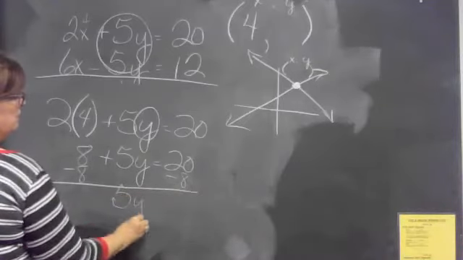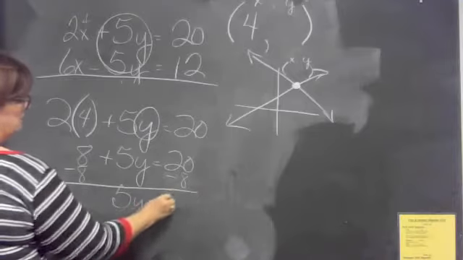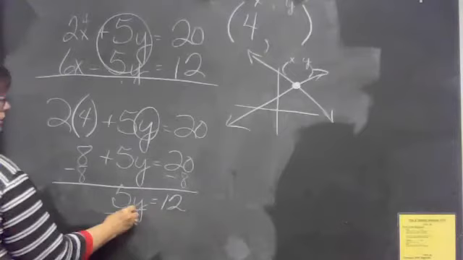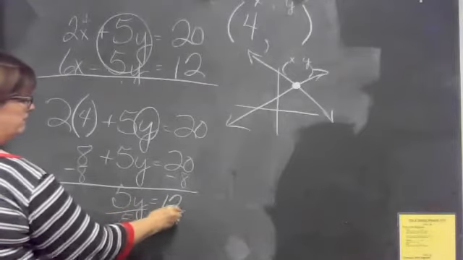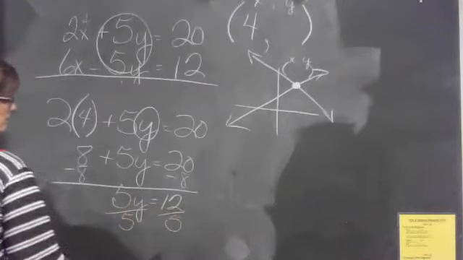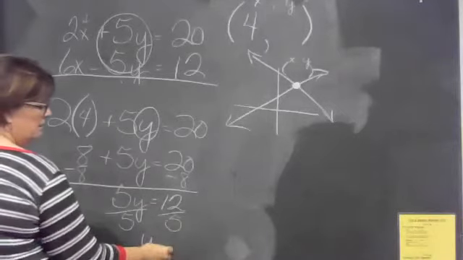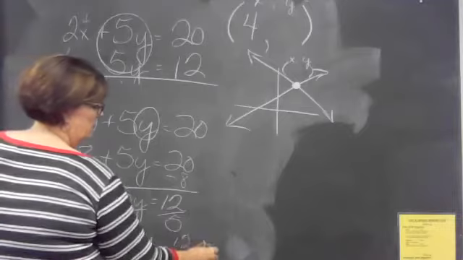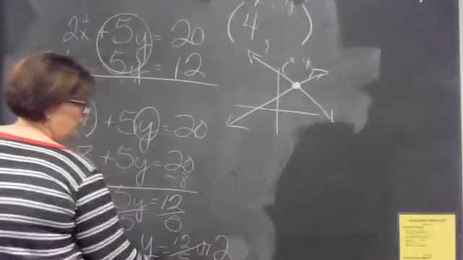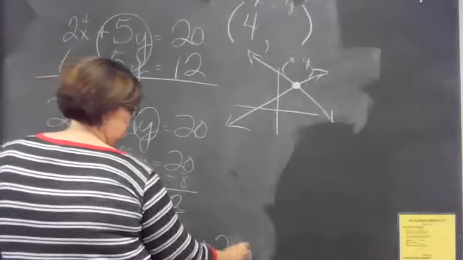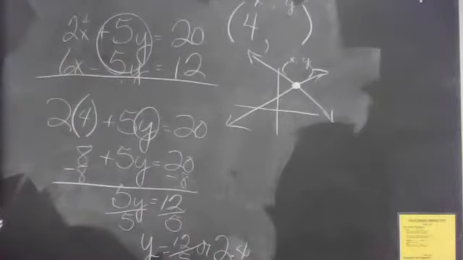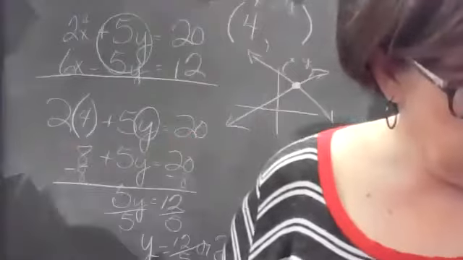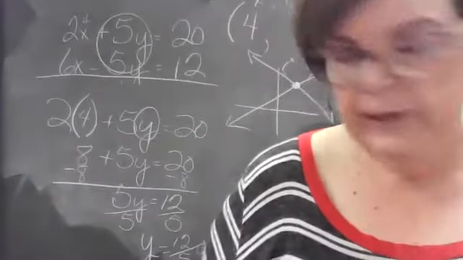Surely I didn't make a mistake again. And then 12 divided by 5. So y equals 12/5 or 2.4. Looking on the back, please tell me I did okay. Yay.